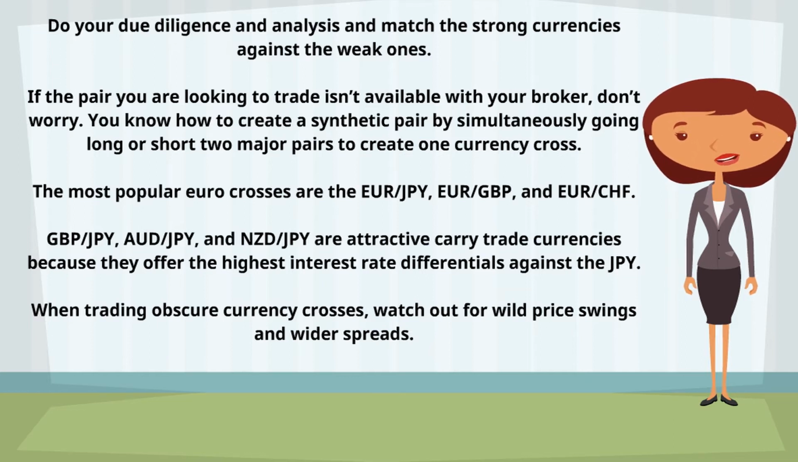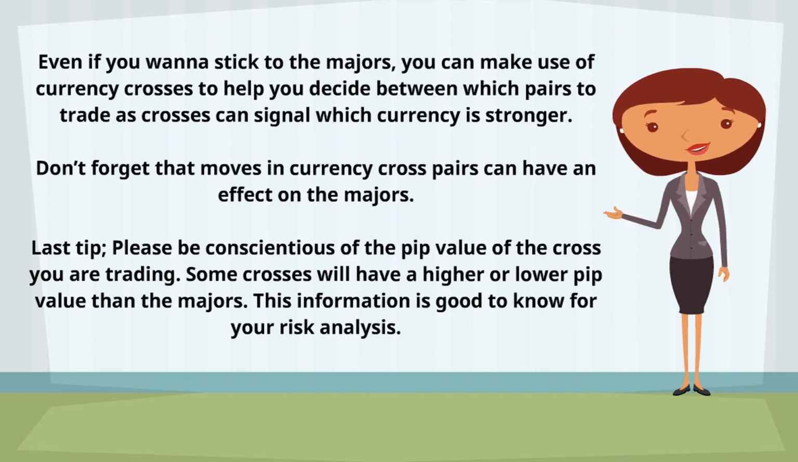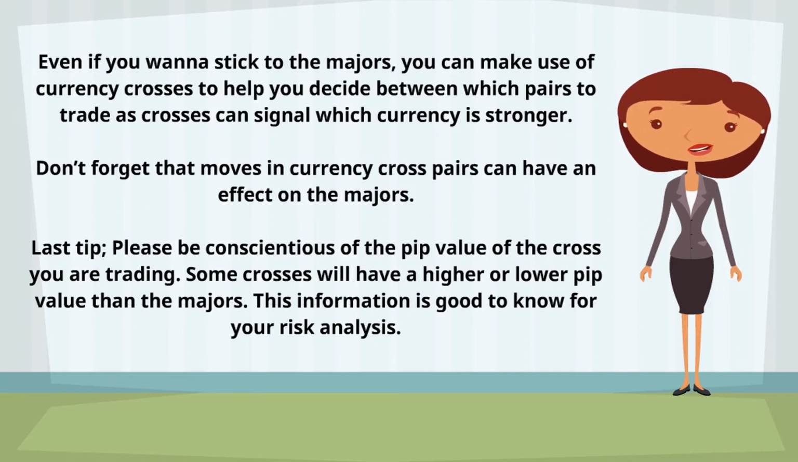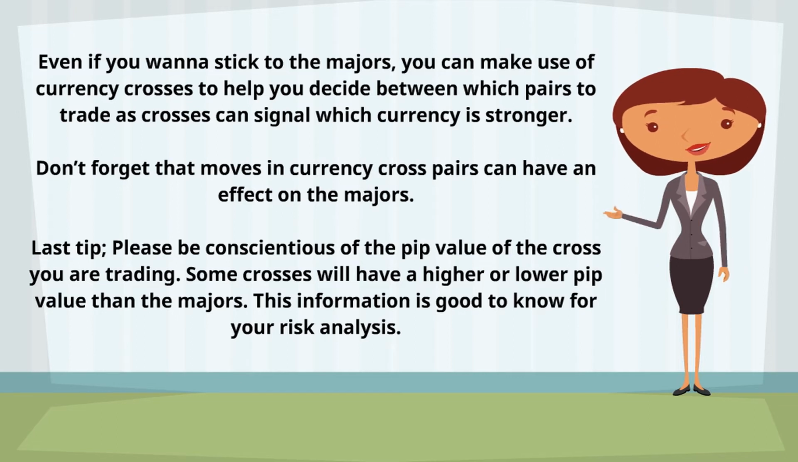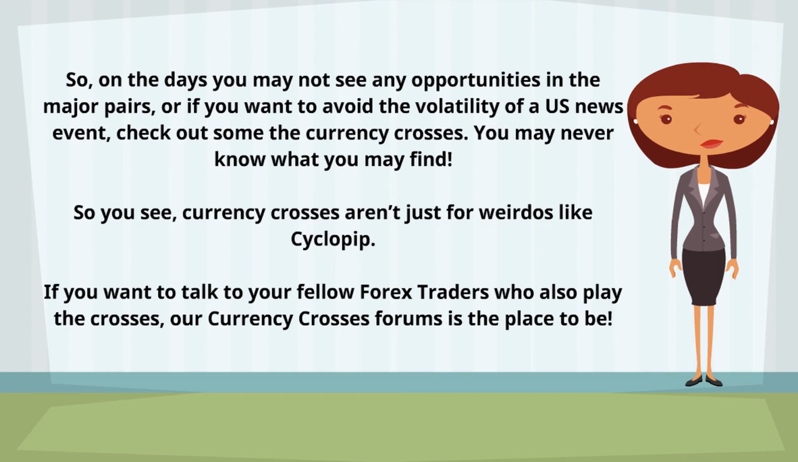Even if you want to stick to the majors, you can make use of currency crosses to help you decide between which pairs to trade, as crosses can signal which currency is stronger. Don't forget that moves in currency cross pairs can have an effect on the majors. Last tip, please be conscientious of the pip value of the cross you are trading. Some crosses will have a higher or lower pip value than the majors. This information is good to know for your risk analysis. So, on the days you may not see any opportunities in the major pairs, or if you want to avoid the volatility of a US news event, check out some of the currency crosses. You may never know what you may find.